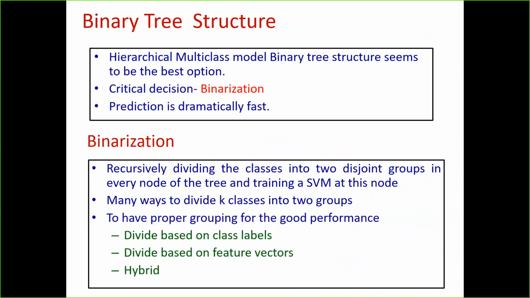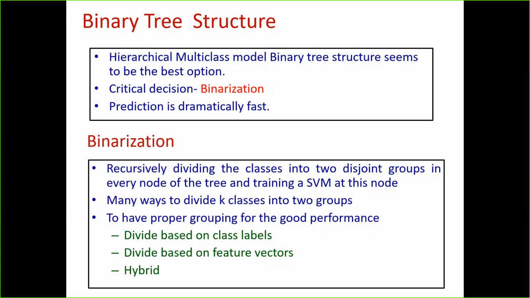Okay, so here is a hierarchical multi-class model, binary tree structured. It seems to be the best option so far, because performance-wise, the performance of all these methods is more or less the same. Only the training and testing complexities differ. So far, it is the most efficient one, right? Order of log k base 2, right? We haven't got that much reduction in the previous approaches, right? So far it is the best option, but the only problem is the critical decision of binarization, right? And prediction is dramatically fast.